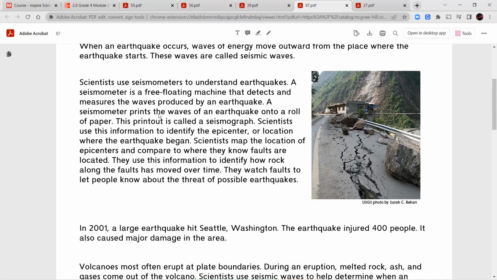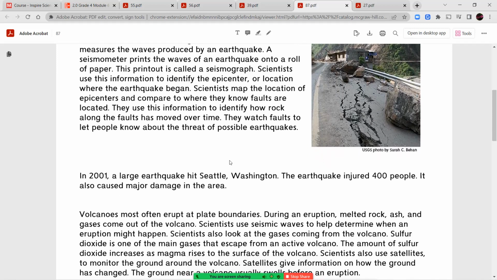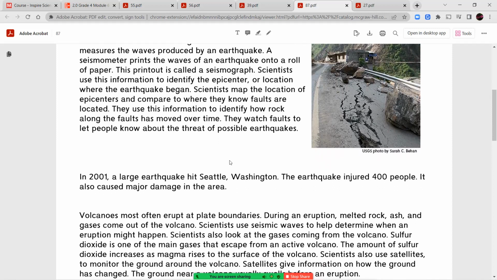Scientists map the location of epicenters and compare to where they know faults are located. They use this information to identify how rock along the faults has moved over time. They watch faults to let people know about the threat of possible earthquakes.